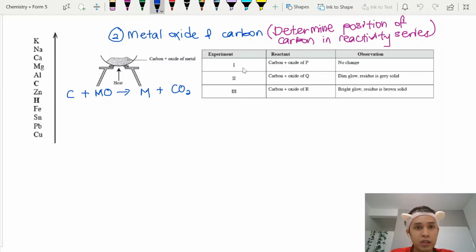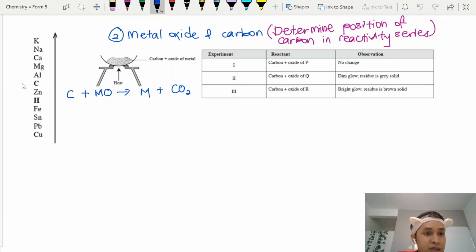Alright, so first things first, you need to understand what is going on when you react the carbon and the metal oxide. What do you get? I've written the general equation here: when the carbon reacts with the metal oxide, you are going to get the metal and the carbon dioxide. So basically, the carbon is going to replace the metal and take the oxygen. But whether the carbon can replace the metal or not depends on the position of the carbon.